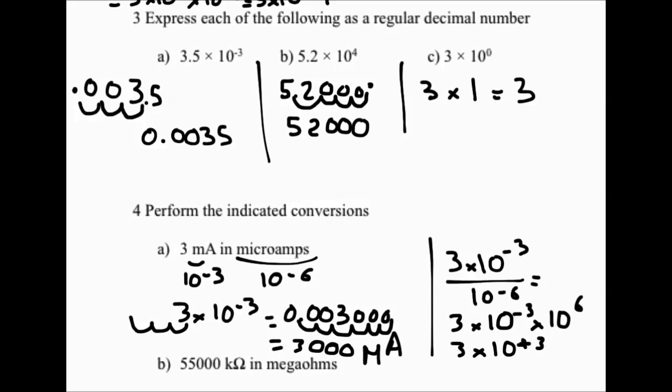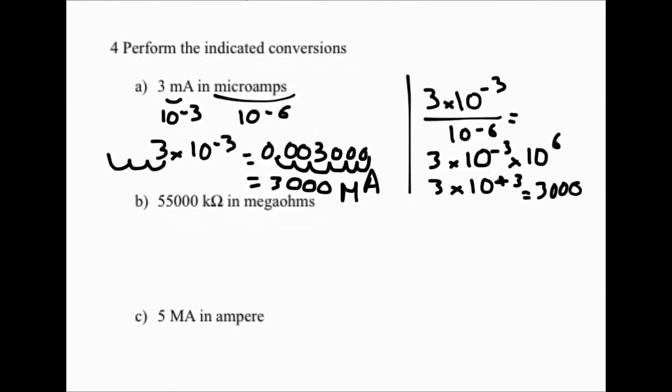So it's the 10 minus 3, 10 to the power of 6, they add up. So that becomes your 10 to the power of 3, so that's again your 3,000. Okay? So two different methods, whichever you want.